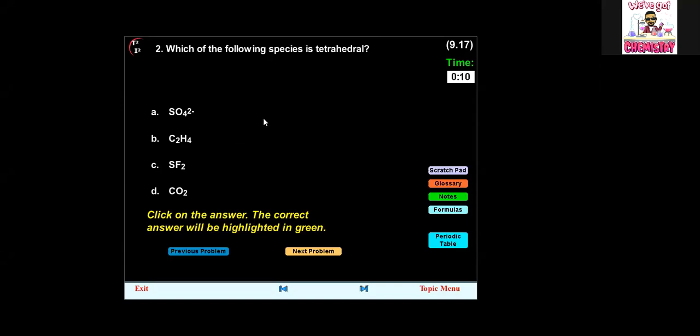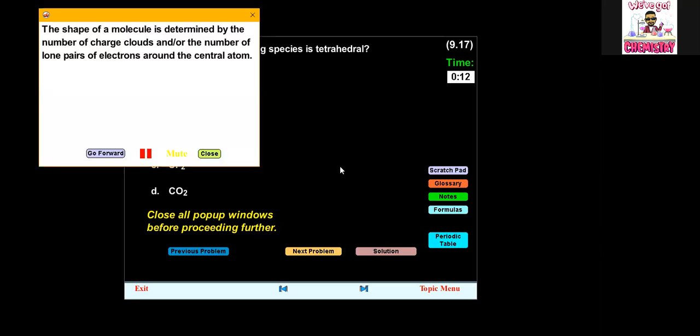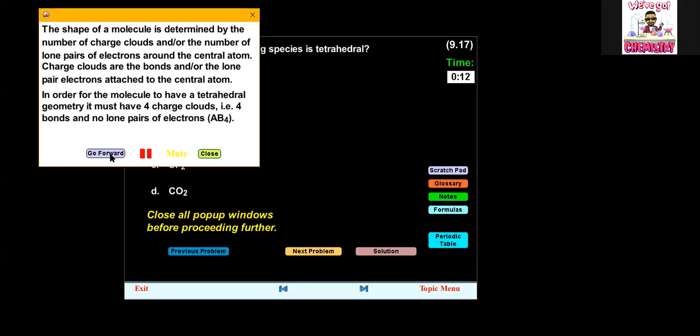Which of the following species is tetrahedral? SO4 2 minus. Let's listen to the explanation. The shape of a molecule is determined by the number of charge clouds and/or the number of lone pairs of electrons around the central atom. Charge clouds are the bonds and/or the lone pair electrons attached to the central atom. In order for the molecule to have a tetrahedral geometry, it must have 4 charge clouds, that is, 4 bonds and no lone pairs of electrons.